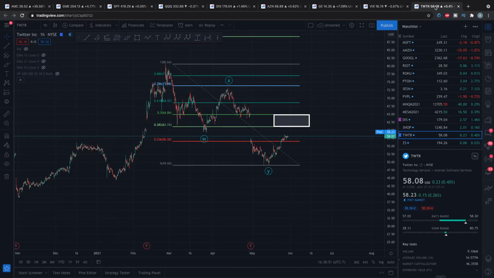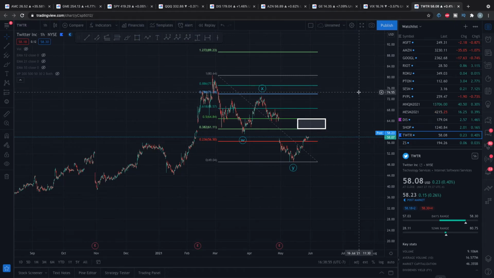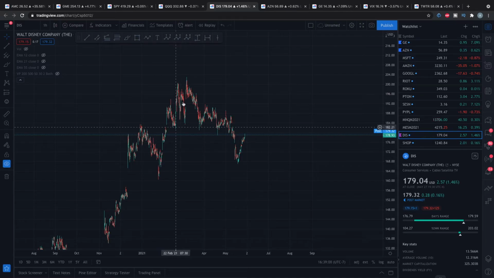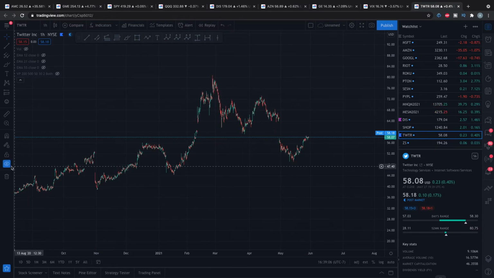And finally, last stock pick of this video, I want to talk about Twitter a little bit. So Twitter seems to be following the same kind of price action as Disney. So if I take away all the indicators, we see this retracement here from the upside. Same with Twitter, we see a retracement from the upside like this.